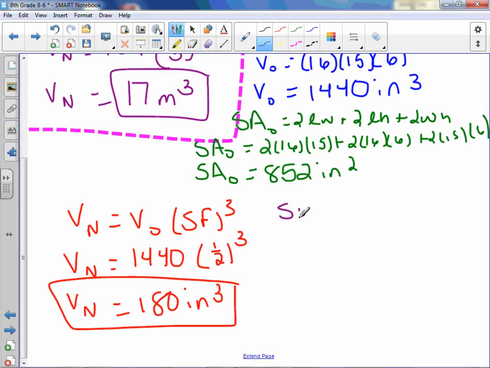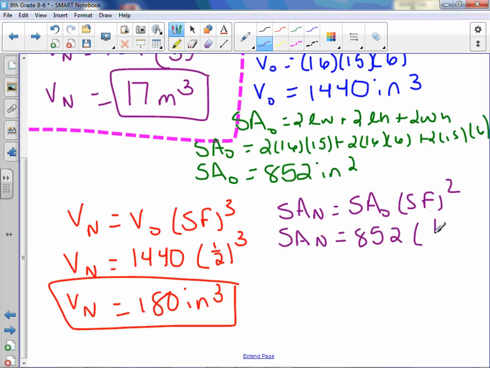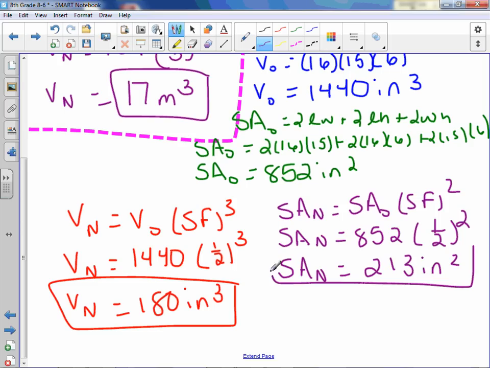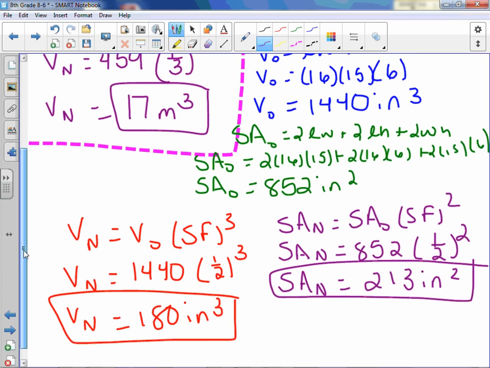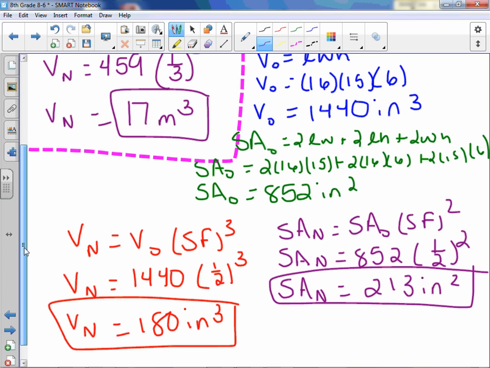And our new surface area is our old surface area times our scale factor squared, because it's area. So our old surface area is 852. Our scale factor is still 1/2, but we're only squaring it this time. And we get 213 inches squared. So the new surface area and the new volume are 213 and 180.